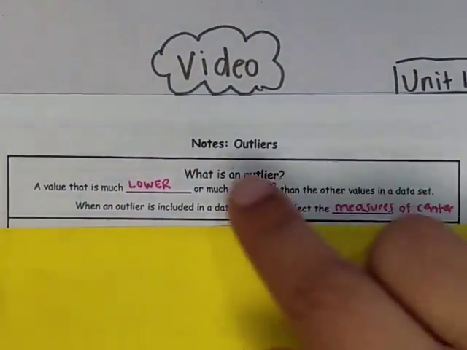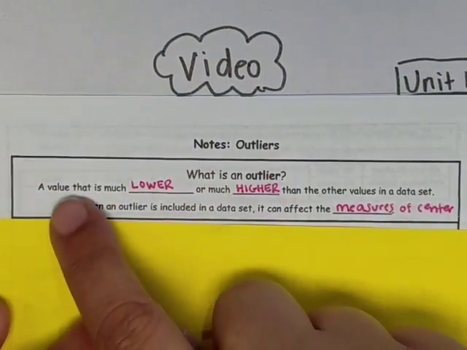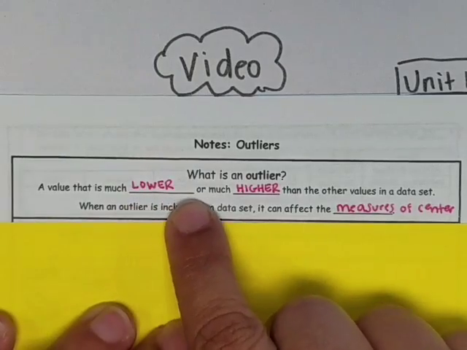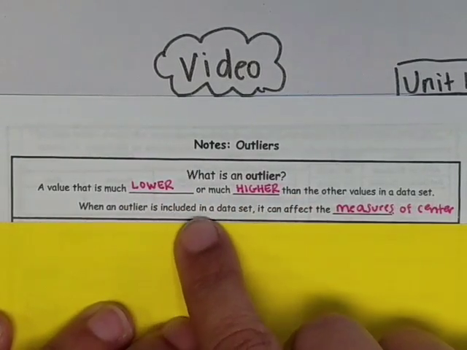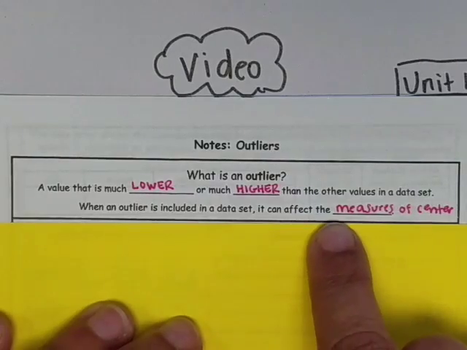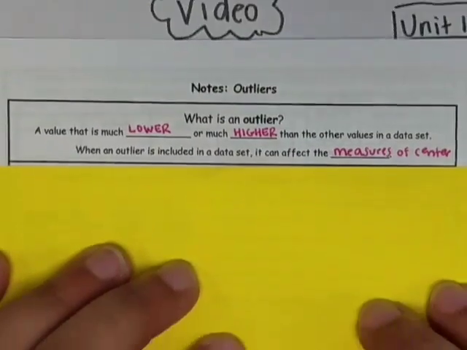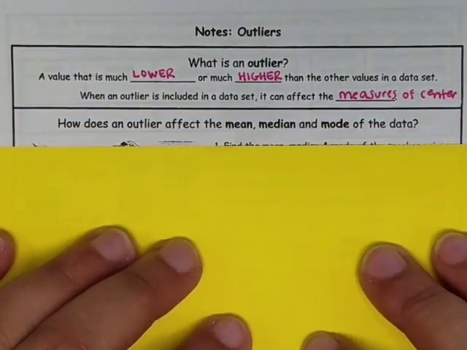Hi, good afternoon. These notes are on outliers. An outlier is a value that is much lower or much higher than the other values in the data set. When an outlier is included in the data set, it can affect the measures of center. So let's take a look at our problems below.